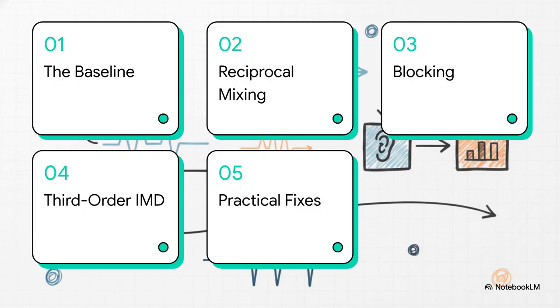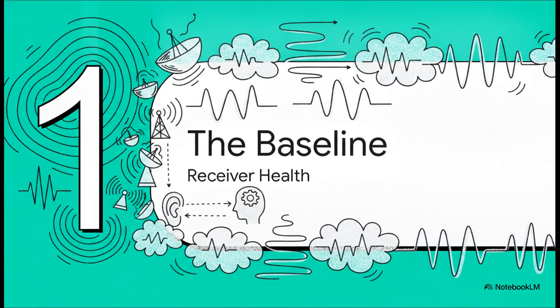So here is our diagnostic roadmap for today. 1. The baseline. 2. Reciprocal mixing, or RMDR. 3. Blocking, or BDR. 4. Third-order IMD, or DR3. And finally, 5. Practical fixes. Section 1. The baseline.